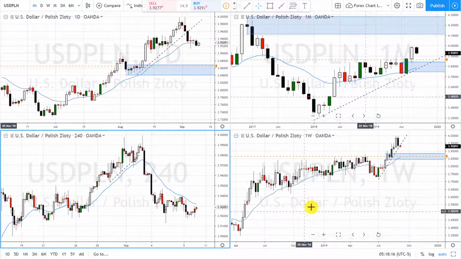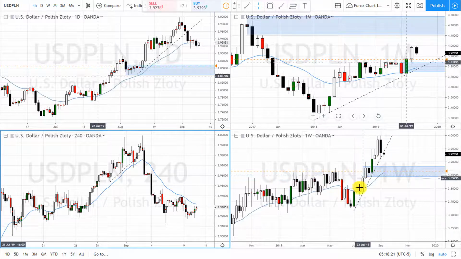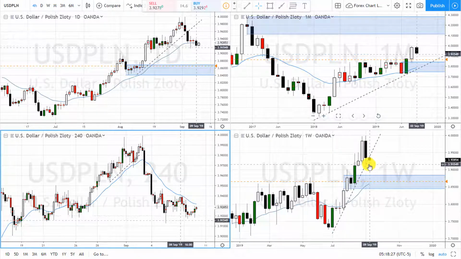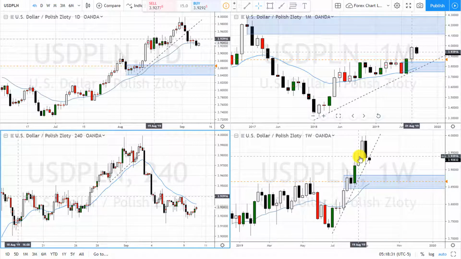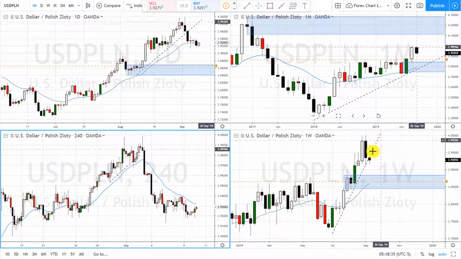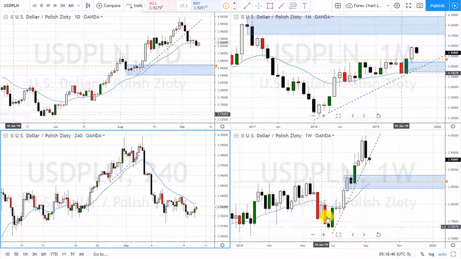On the weekly, it's a clear uptrend as well, but you can see this trend line and an area of demand right here on the weekly. But you can see that there's a candle that formed this week. It's closing below this trend line here, so we know that price is overextended. It's a rally base.